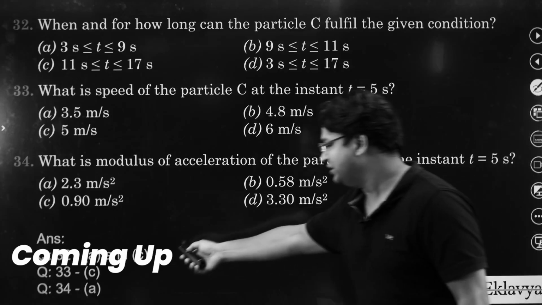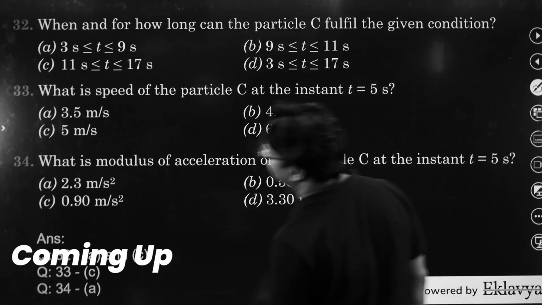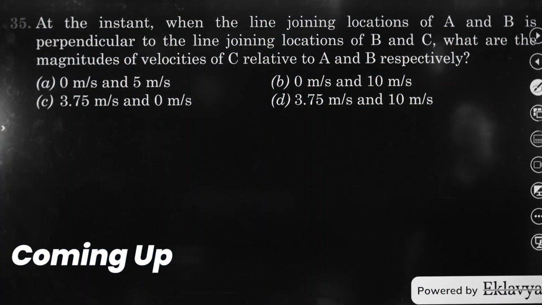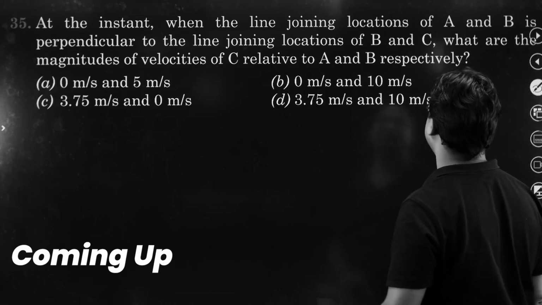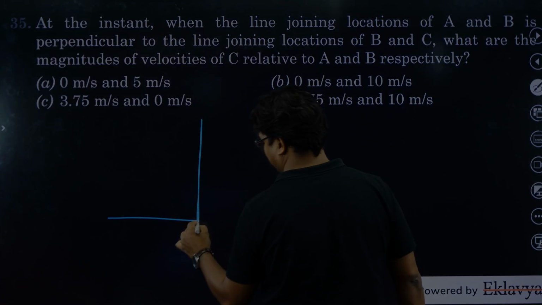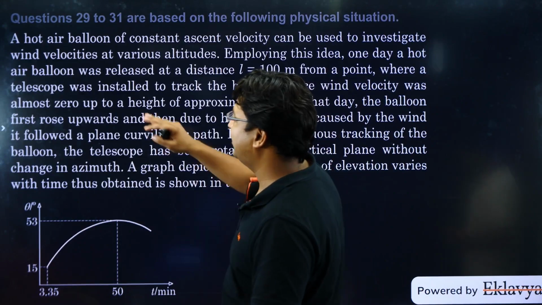So the answers were A and C, then C. Now it is talking about a situation where the location of A and B is perpendicular to the line joining B and C. Okay, now we are talking about a situation like this. So in this question, let's read what the question says.